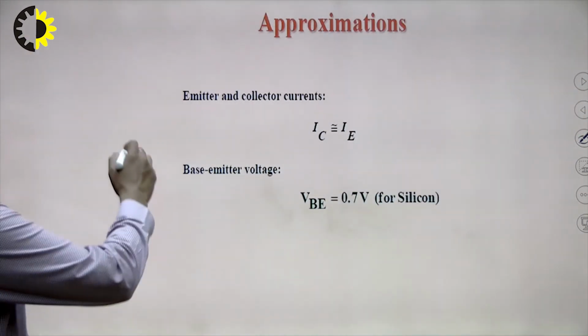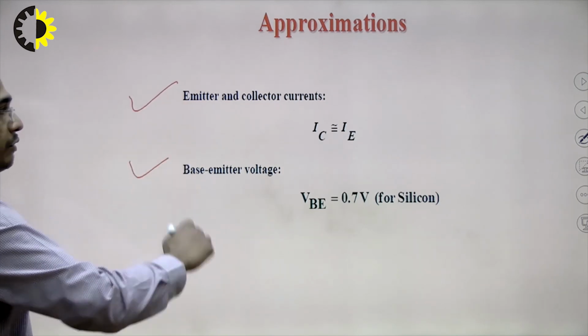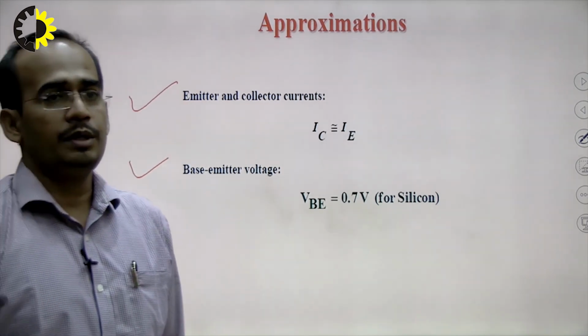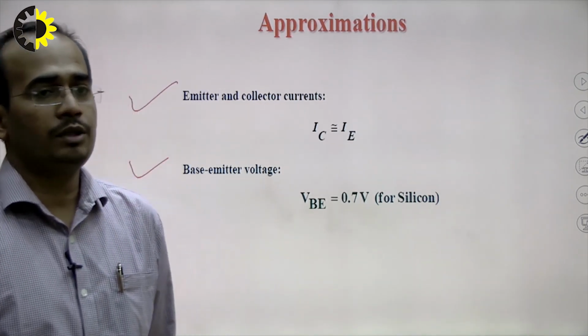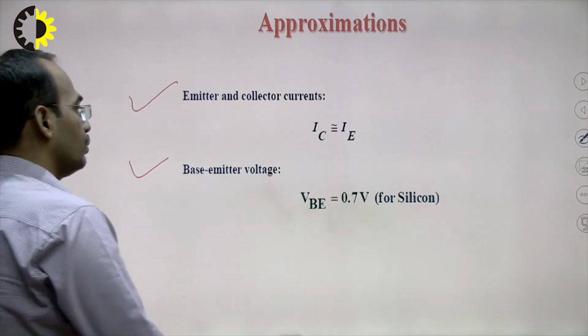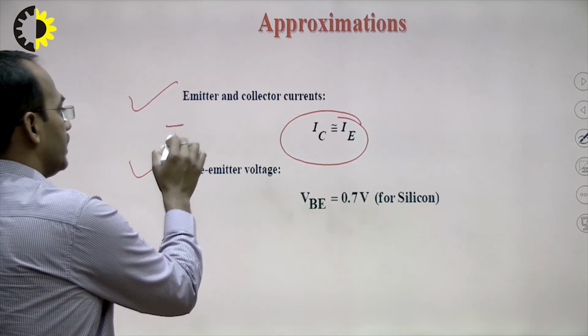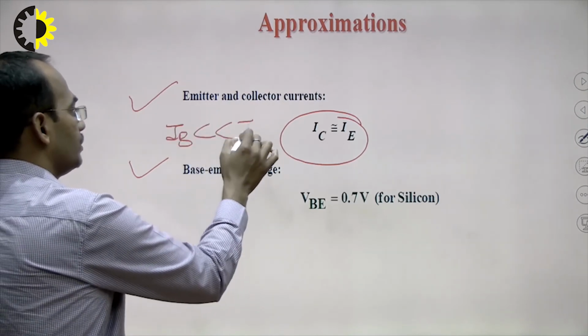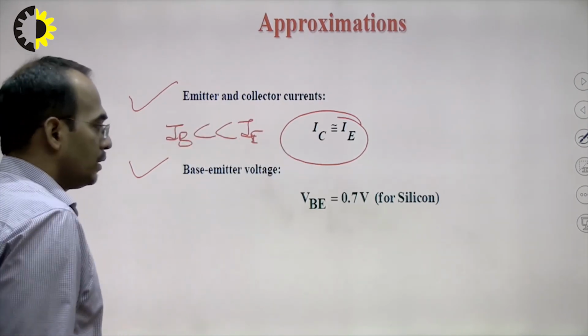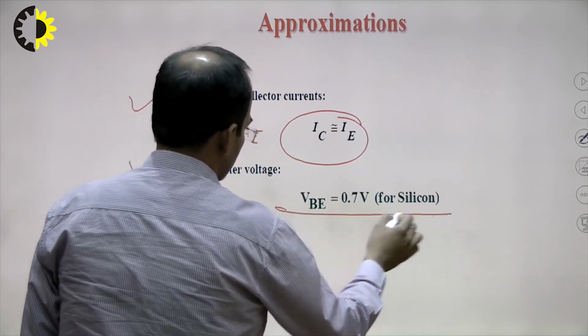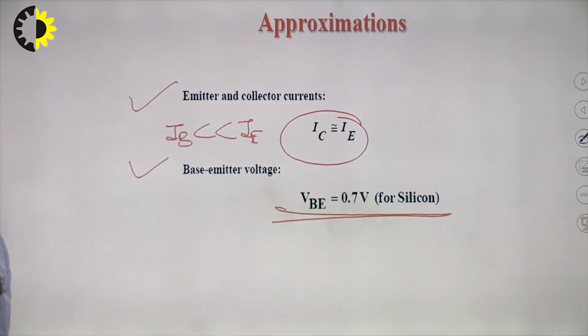These are the approximations that I will use while solving the numericals. The relation between emitter and collector current is that IC is nearly equivalent to IE, because IB is very small as compared to IE, and VBE is equal to 0.7 volt for a silicon diode.